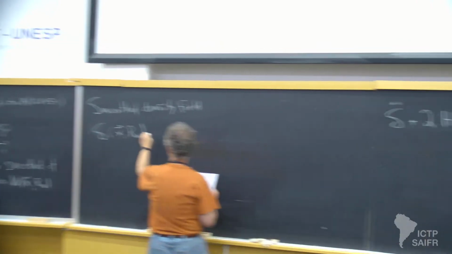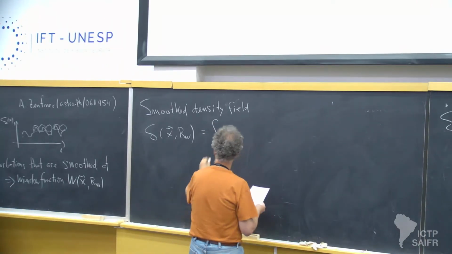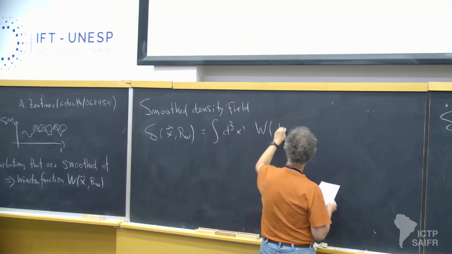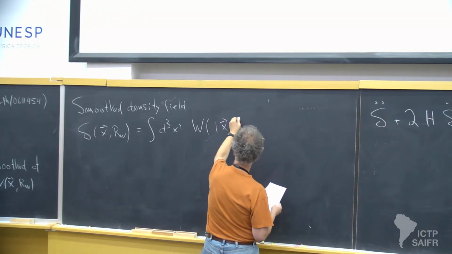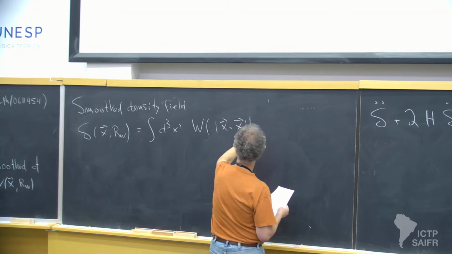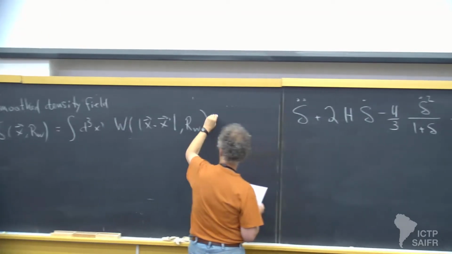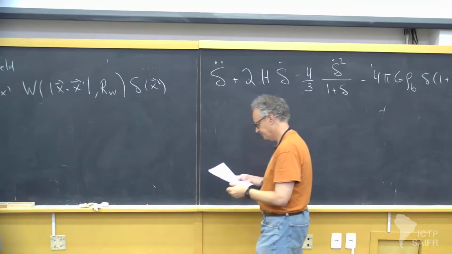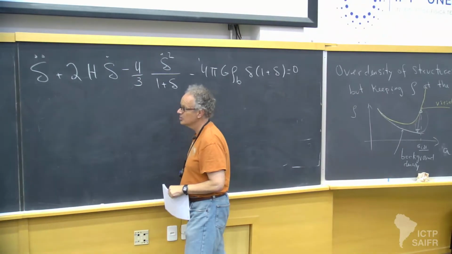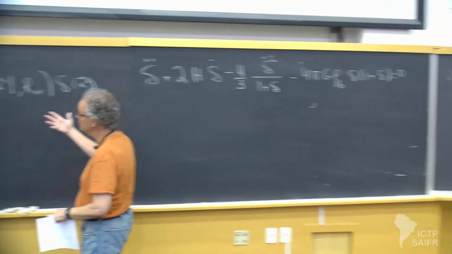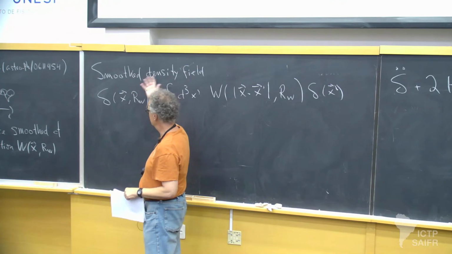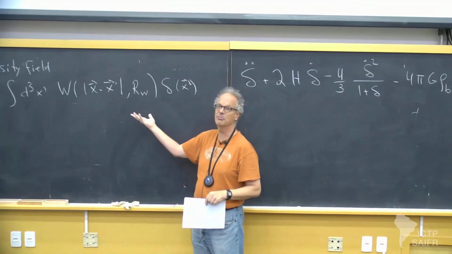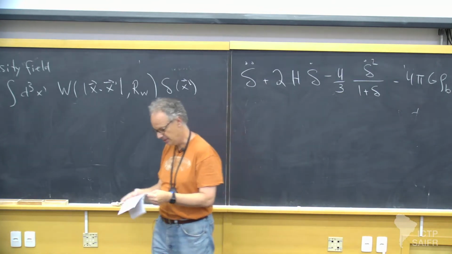And that's just a convolution of the window function, which depends on the smoothing scale, with your field. So when I say a smoothed field or a smoothed density field, that's what I mean. It's smoothed by a window function. And I'll give you some examples of window functions in a second.